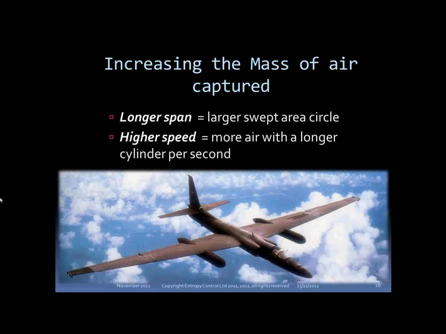So what we want is a long wingspan to increase the swept area and to travel at high speed to lengthen the cylinder. One aircraft that does both quite well is the U-2. Of course, it also flies at very high altitude where the air density is low, so it needs to handle the huge volume to stay up.